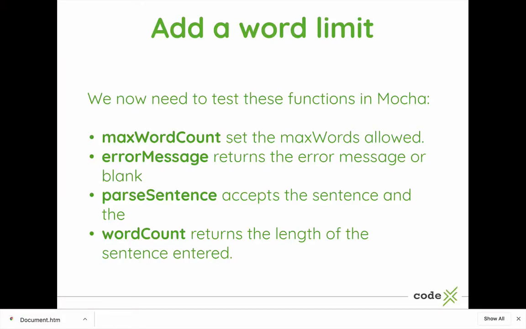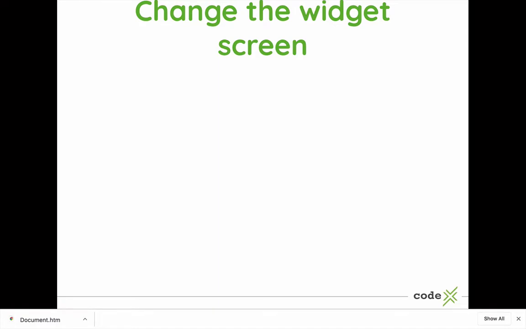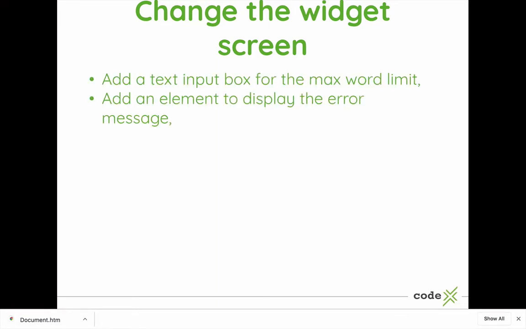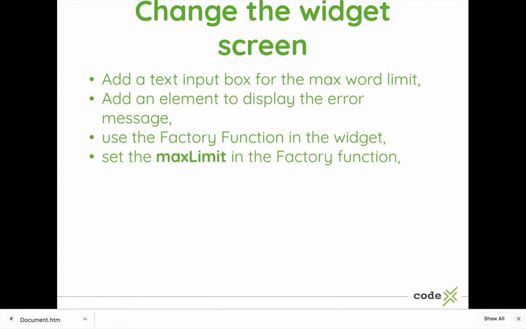Okay, so this is working fine now. So now we created the factory function and we tested it. So now we need to change our widget screen to add an input box for the max word limit and add an element to display the error message. And then we want to use the factory function that we just created.